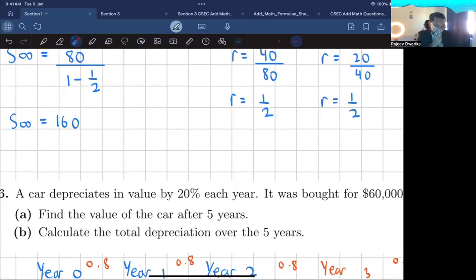Kiara, I promise it's not hard. Think about it. What is the full percentage? What is the full value? What would you represent the full value using? The 60,000. Right? And that'll be what percent?